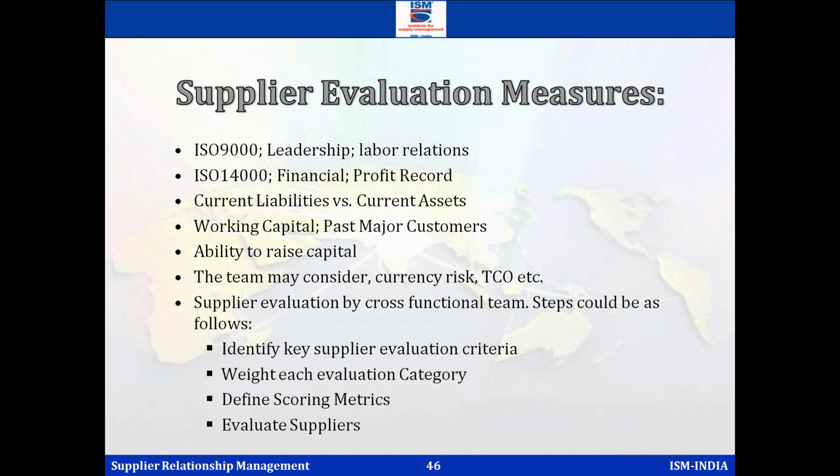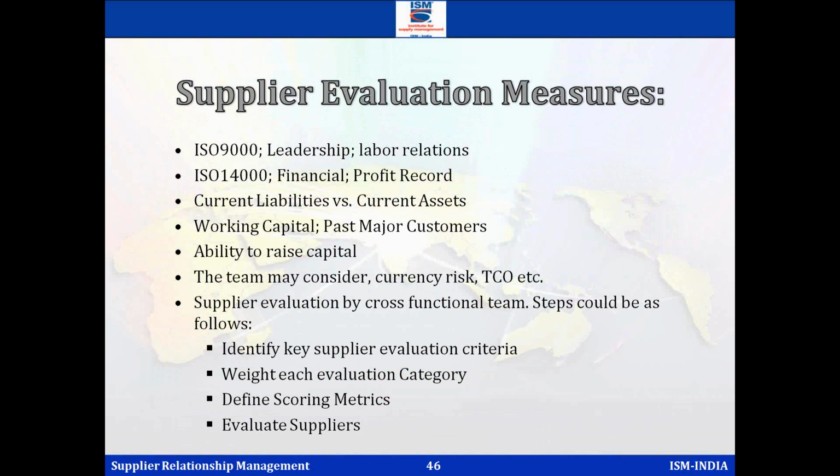The next one comes again evaluation. I think ISO 9000. We are looking around the leadership part, labor relationship, ISO 14000, financials, current liability versus current asset. This is the key test I would call around. We call it a litmus test, particularly when you want to see whether the company is insolvent or not. Working capital, past major customers, ability to raise capital. The team may consider currency risk, the TCO, the supplier evaluations by cross-functional team.